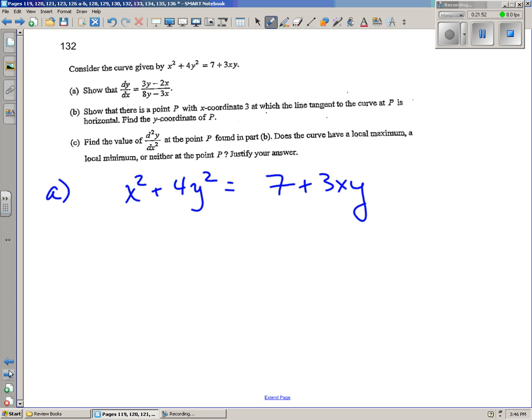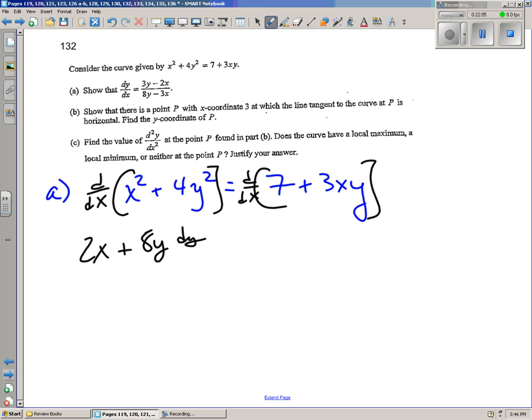I love this question. Here we go. We're going to take the derivative with respect to x on both sides. Derivative with respect to x of x squared is 2x. Derivative with respect to x of 4y squared is 8y dy over dx, or as Alec prefers, y prime, equals the derivative of 7 is 0, and 3x times y requires a product rule. Here are our derivatives. So our derivative would be 3x dy over dx plus 3y.